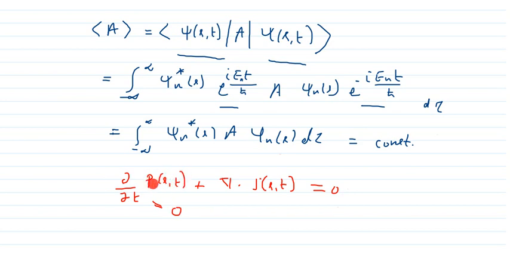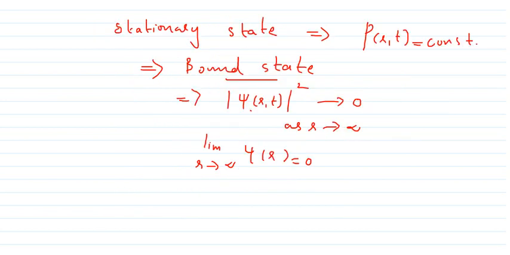Probability is a constant. Just now we have derived that a probability is a constant. That means rho by dou t of a constant means this term becomes 0. So what we have is del dot j, the probability current density, is also 0. That means what we have is a bound state.